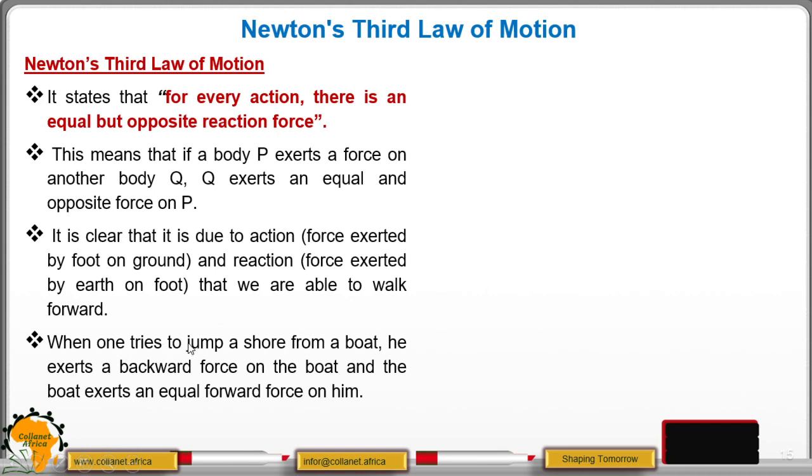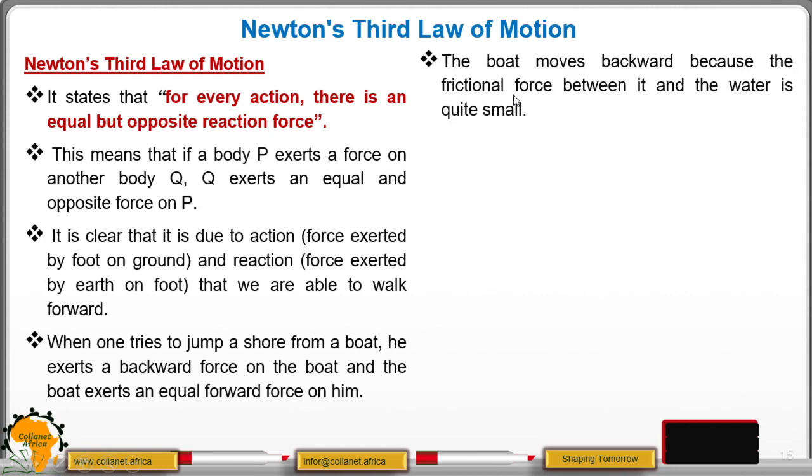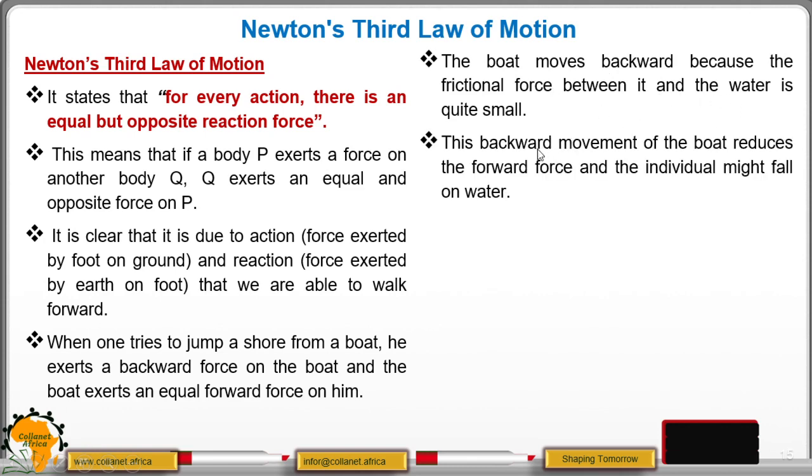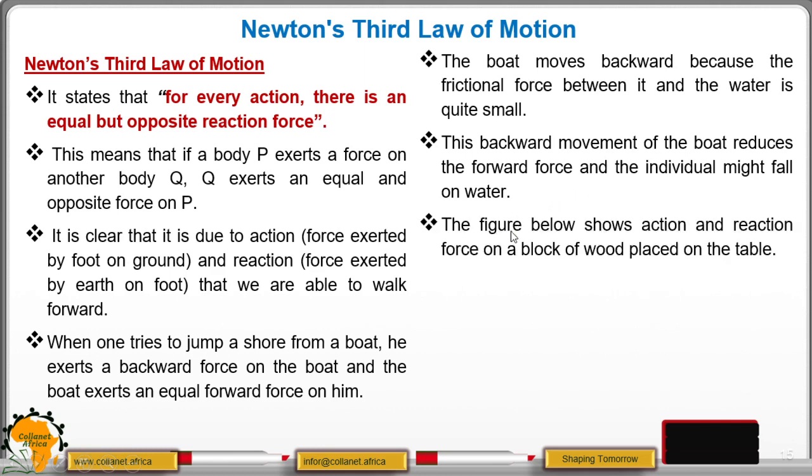And if one tries to jump ashore from a boat, he exerts a backward force on the boat, and the boat exerts an equal forward force on him. But you find that the boat moves backward because the frictional force between it and the water is quite small. And this backward movement of the boat reduces the forward force, and that makes the individual fall on water.